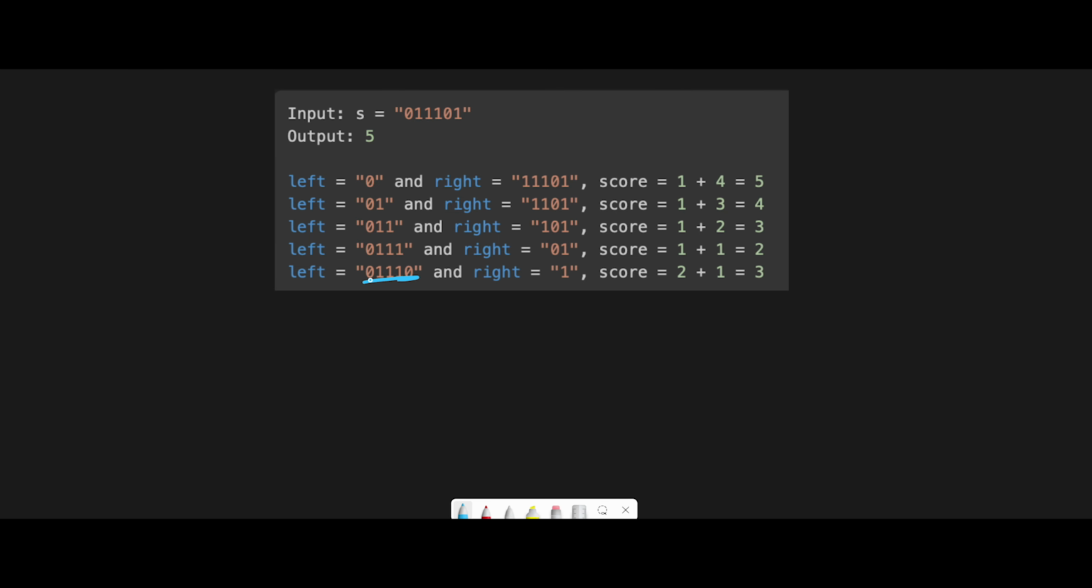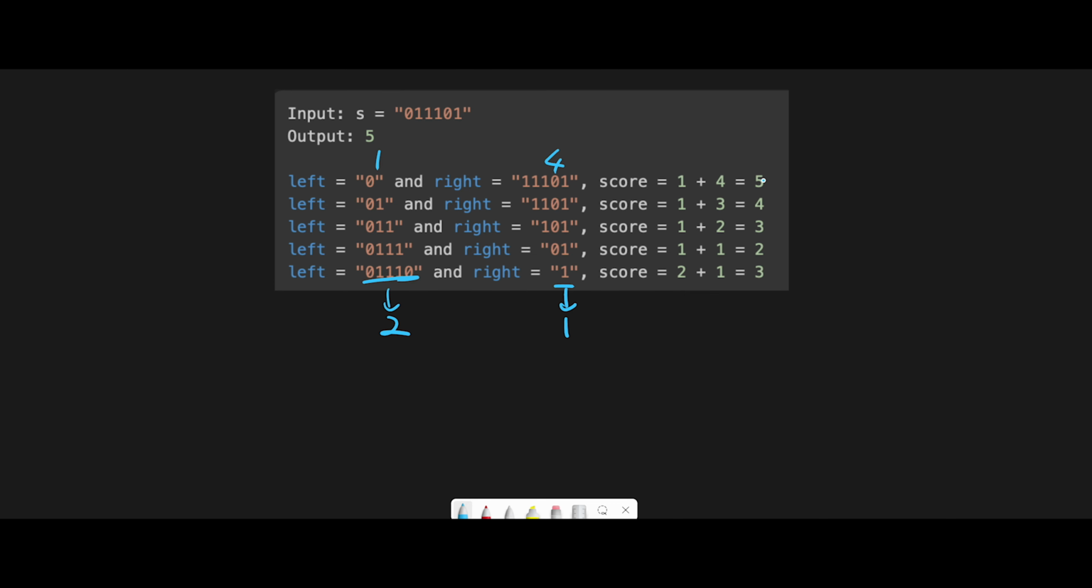In this case, we have 2 zeros on the left and 3 ones on the right. So we will get 2 points from the left, and on the other hand, only 1 from the right side. So that's why 2 plus 1 is 3. And look at the first case. We will get 1 point from this substring, and we have 4 ones on the right, so we will get 4 points from this substring. So 1 plus 4 is 5.